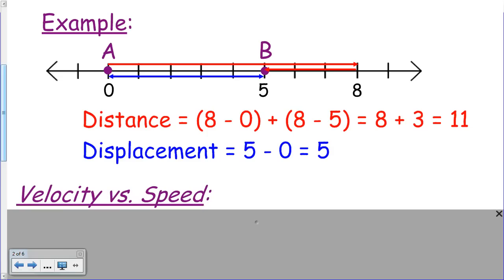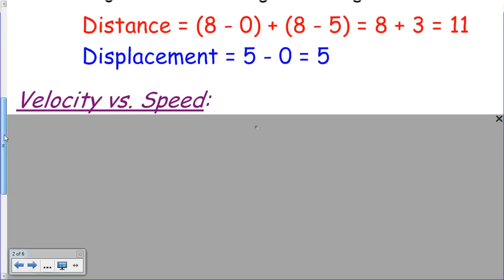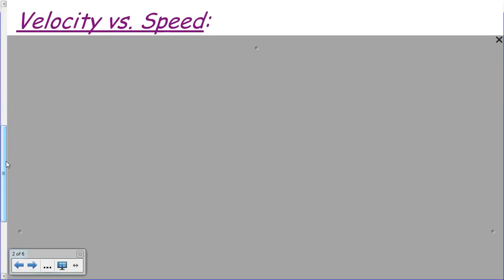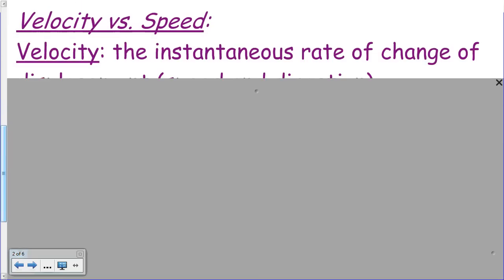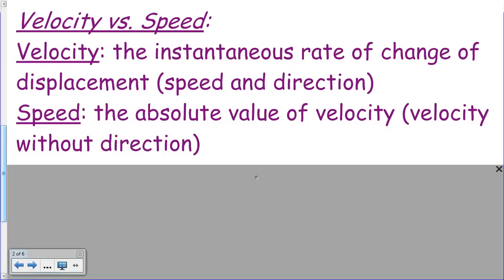All right, the next two terms that we need to talk about are velocity and speed. There are actually several ways you could define these, but this is one way to do it. Velocity is the instantaneous rate of change of displacement. The instantaneous rate of change is another way that we describe a derivative. So it's the derivative of displacement.